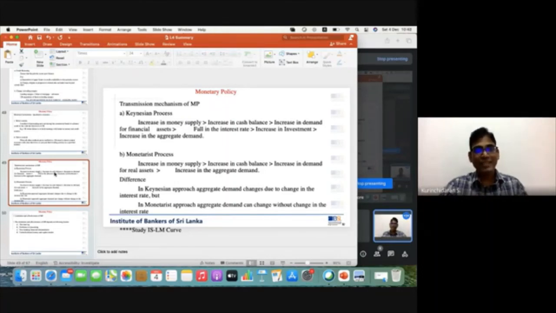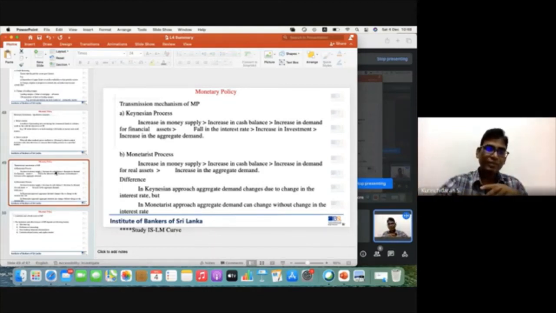But there's another theory, which we call the monetary process. That theory says you increase money supply and cash balance, but when you get the cash, you are not going to buy financial assets; you are going to buy real assets, maybe machinery, land and buildings. So when you buy that, aggregate demand automatically increases, because when you buy a building, all the materials are demanded.